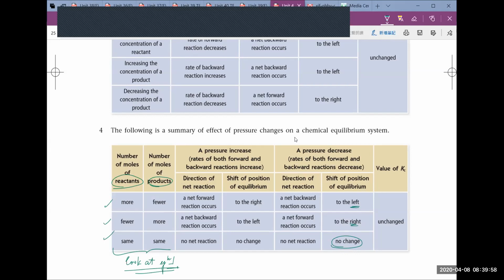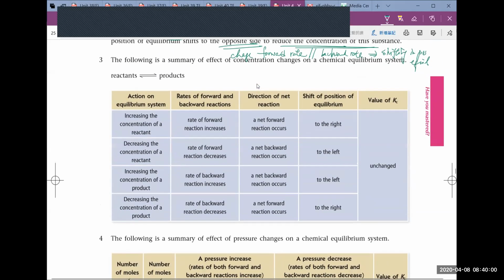How about a change in concentration? If you increase the concentration of reactant, the target way is to decrease the concentration of reactant, so the equilibrium system should be shifted to the right. By decreasing the concentration of reactant, you do it in reverse. Increasing the concentration of product, it shifts to the reactant side, while decreasing the concentration of product, it goes to the right-hand side.